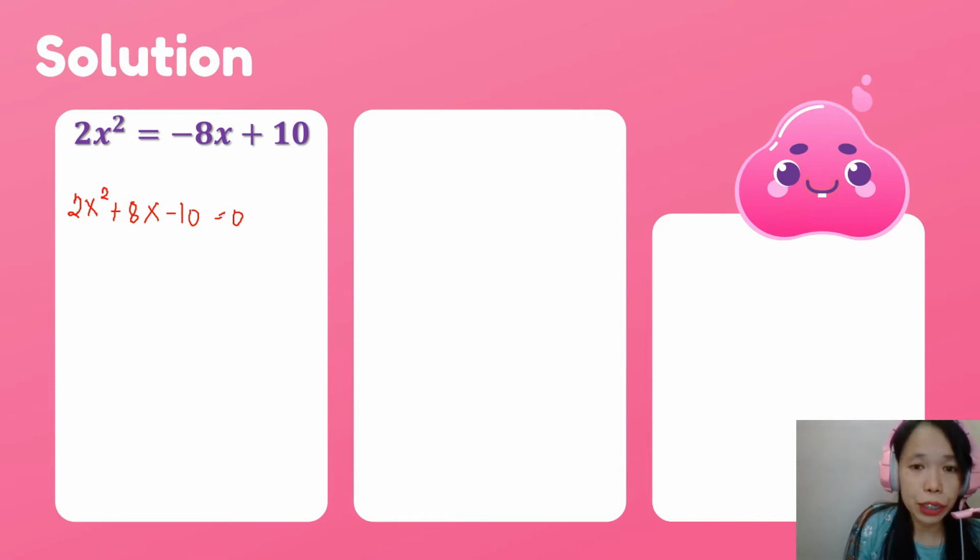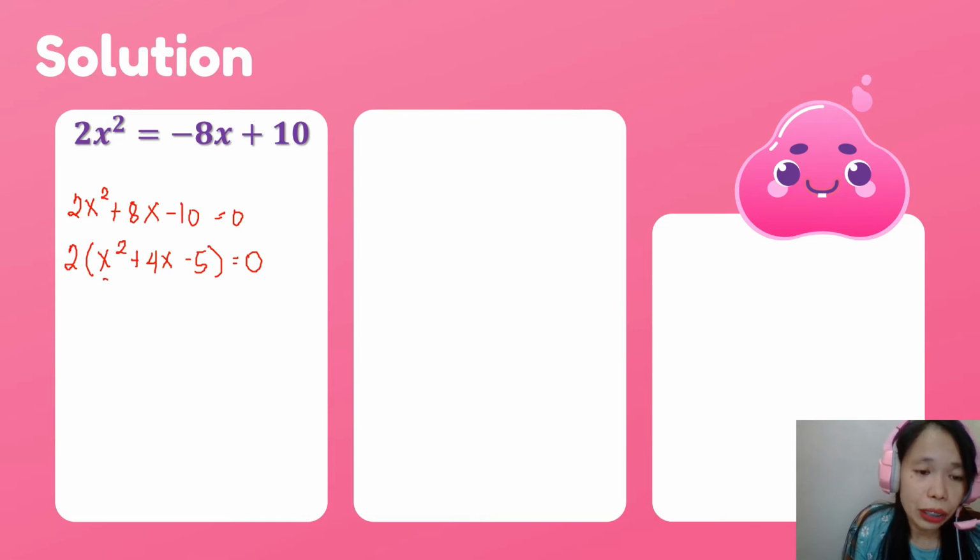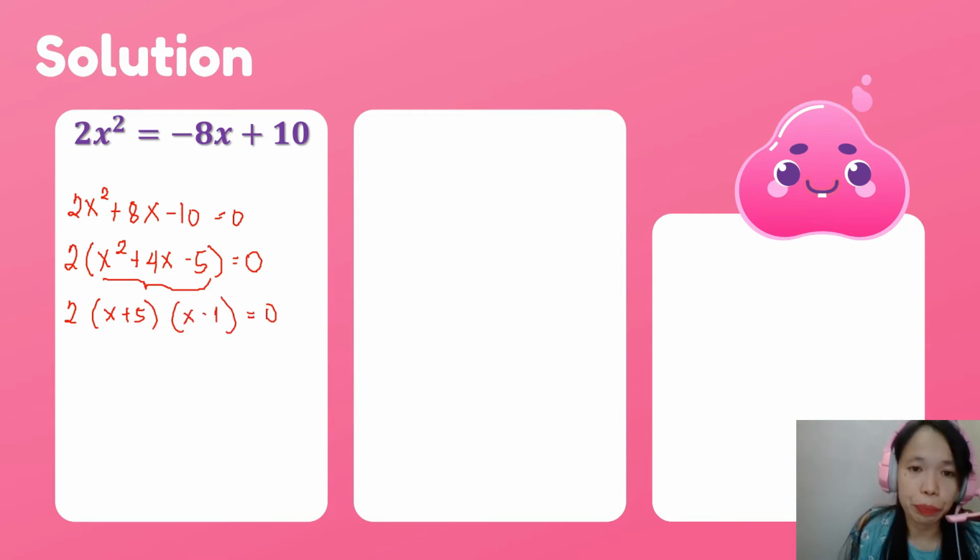Okay. The second procedure is to check what types of factoring polynomials we're going to use. For this problem, first we'll be using common monomial factor of 2. So we have x squared plus 4x minus 5 is equal to 0. And since wala pa rin tayong factor dito, this quadratic trinomial, I'm going to use trial and error para ma-factor natin siya. So we will have x plus 5 and x minus 1 is equal to 0.